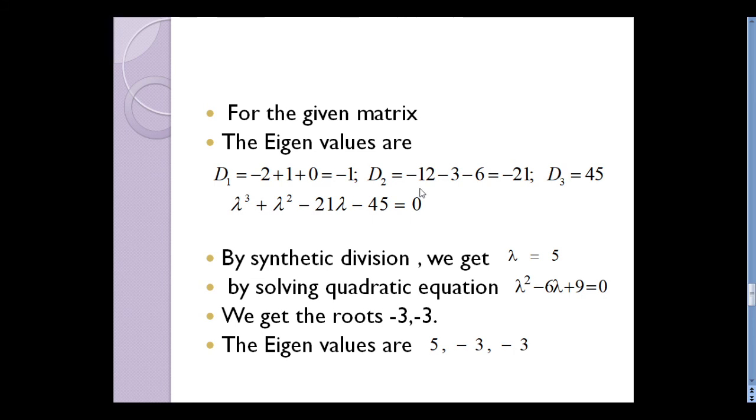Now this can be solved by synthetic division. So on substituting lambda equal to 5, you can check it is equal to 0. Therefore lambda equal to 5 is a root of this equation. So by taking lambda equal to 5 and doing the synthetic division, the quotient will be lambda square minus 6 lambda plus 9 equal to 0. This is a quadratic equation. On solving we get the roots minus 3, minus 3. The eigenvalues are 5, minus 3 and minus 3.